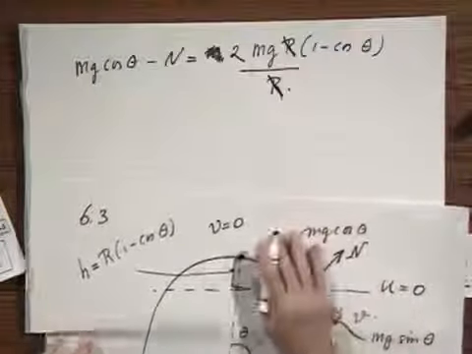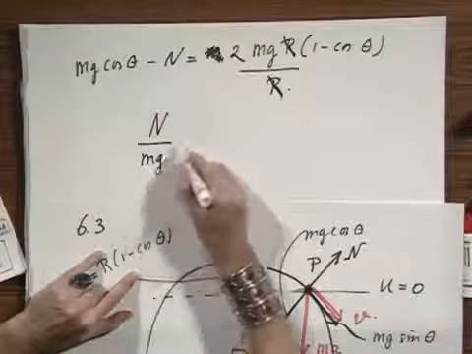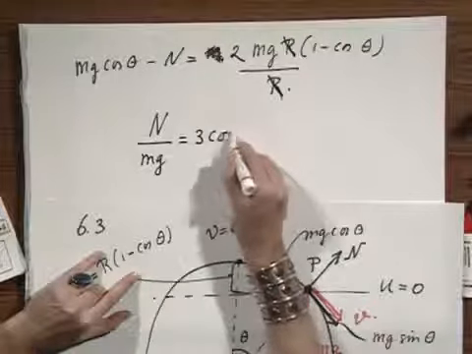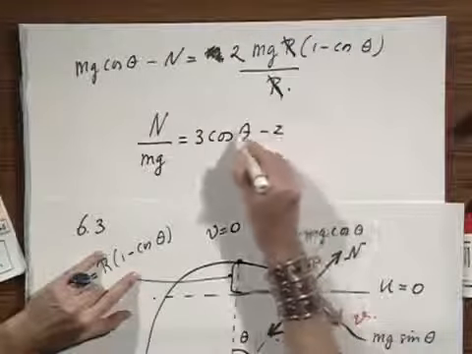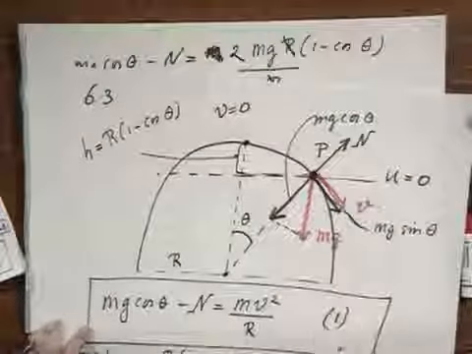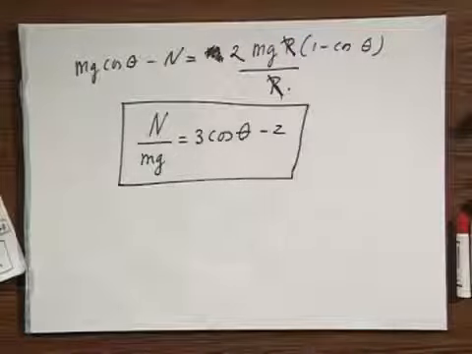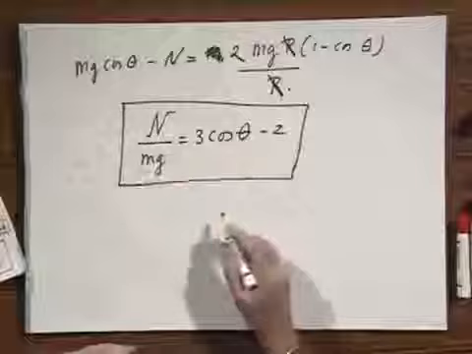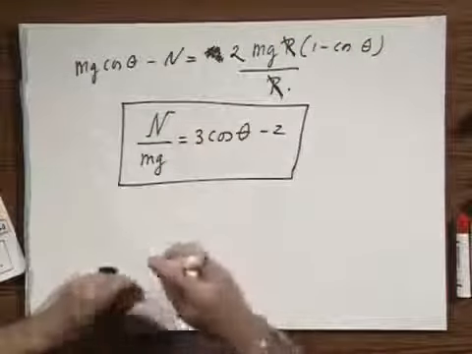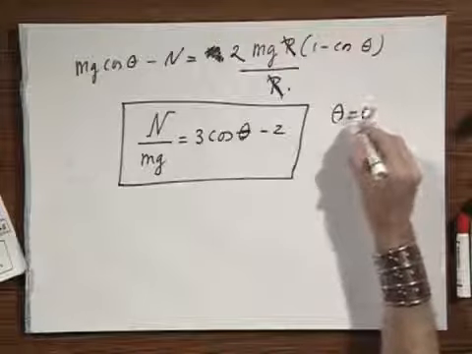R cancels, and if I work this out, then I find n divided by mg equals 3 cosine theta minus 2. And so what I have derived here, by combining these two key equations, is an equation which tells me what the normal force is, the force that the girl feels pushing vertically, radially outwards when she's sitting on the igloo as a function of theta. Let's stick in this equation theta equals 0.